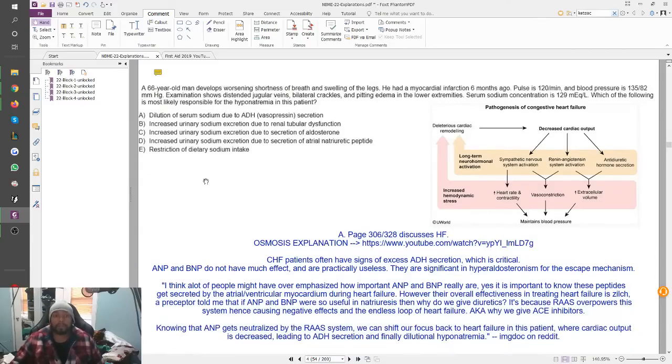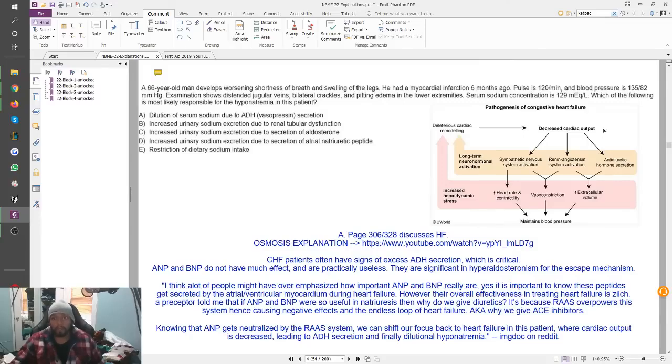Okay, this was a good question too. This is another topic that NBME does talk about, and it's cardiovascular related. A 66-year-old man develops worsening shortness of breath and swelling of the legs. He had a myocardial infarction 6 months ago. Pulse is 120 per minute, and blood pressure is 135/82. Examination shows distended jugular veins, bilateral crackles, and pitting edema in the lower extremities.